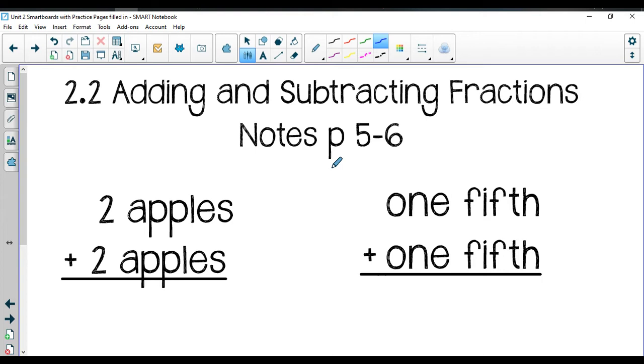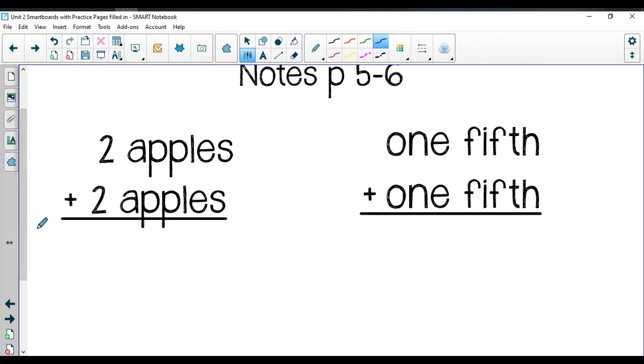So fractions, we're going to get into them, but let's just take a look at these two examples that we have here. Don't overthink, make this nice and easy. If I have 2 apples plus 2 apples, I'm going to end up having 4 apples. And that makes sense to us. We're totally able to do that. If I have 1/5 plus 1/5, we're going to end up with 2/5.